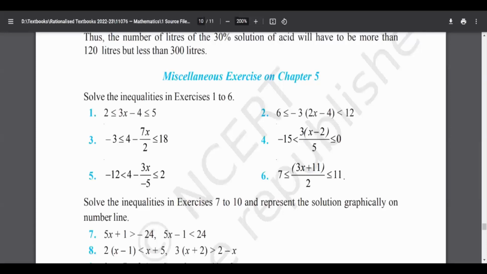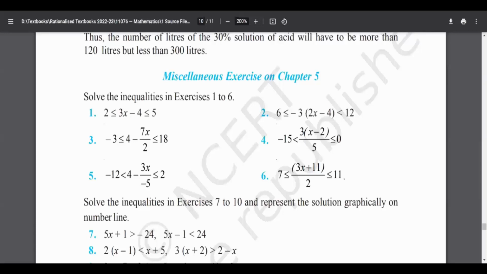Minus 15 less than equal to 3 times (x minus 2) by 5 less than equal to 0. Multiplying by 5 by 3 gives me minus 25 less than equal to x minus 2 less than equal to 0. Okay, so add 2: minus 23 less than equal to x less than equal to 2. Actually there is a mistake. We have equality on one side only. Okay, no problem. So our answer will be x belongs to minus 23 comma 2, that is minus 23 to 2 including 2. So this is our answer.